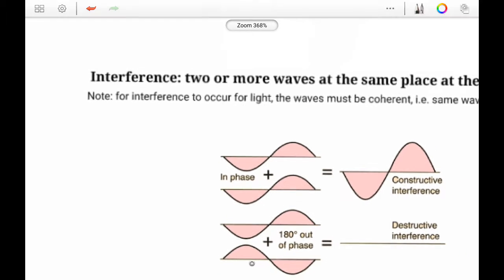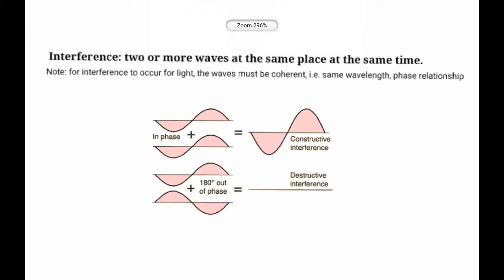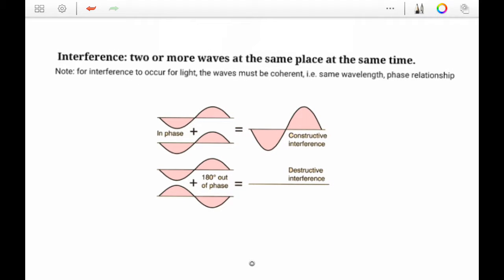Interference is defined, quite simply, as two or more waves that are at the same place at the same time. You may or may not recall that in physics 111 we talked about how sound waves are capable of interfering with each other. For this instance, we're going to be talking about light.